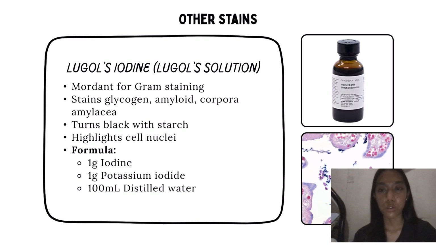Under iodine, we also have the Lugol's iodine, which is also called Lugol solution. It serves as a mordant in gram staining as well, and it is also used to stain glycogen, amyloid, and corpora amylacea. It is also well known for turning black in the presence of starch, making it useful for starch detection. Additionally, it helps to highlight cell nuclei. The solution is made by dissolving 1 gram of iodine and 1 gram of potassium iodide in 100 ml of distilled water.